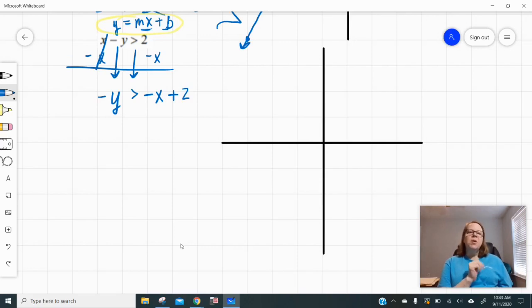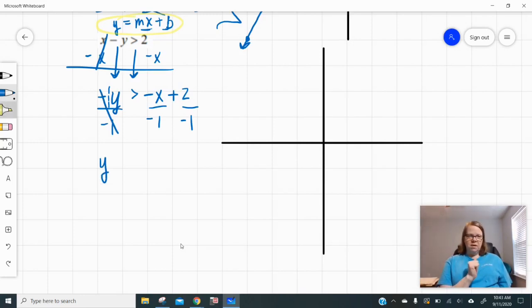Okay, so I'm almost there, but I need y equals, or y is greater than, not negative y. So I need to divide. Well, think about what that is in front. That's a negative understood 1. So I need to divide by negative 1. So I'm just going to divide every little piece of it by negative 1.